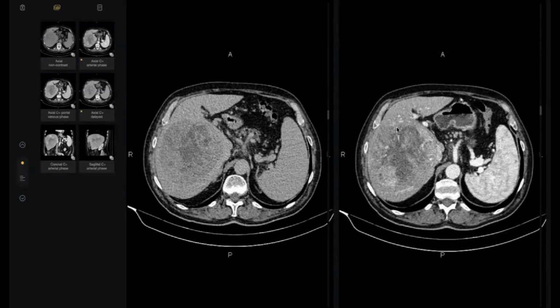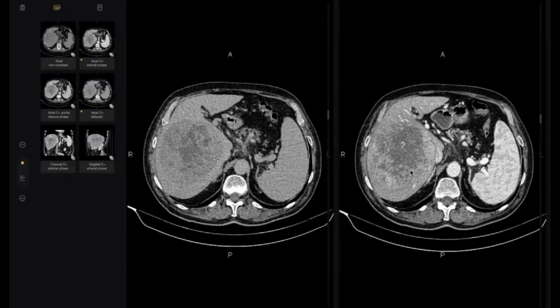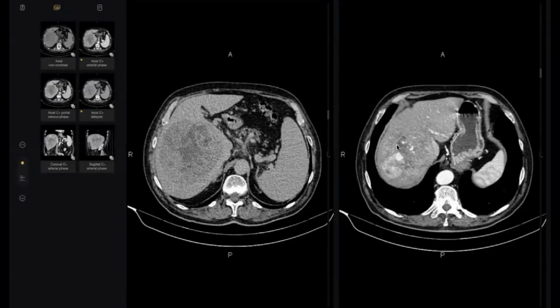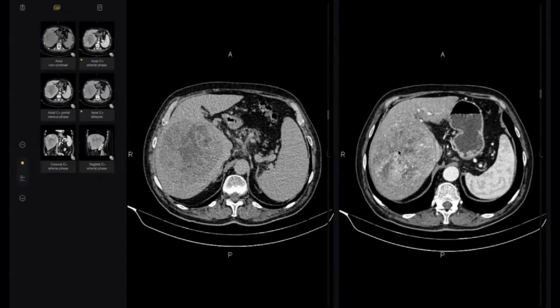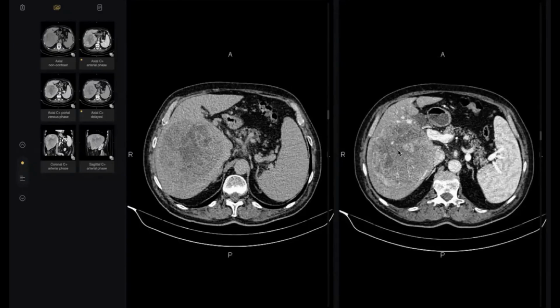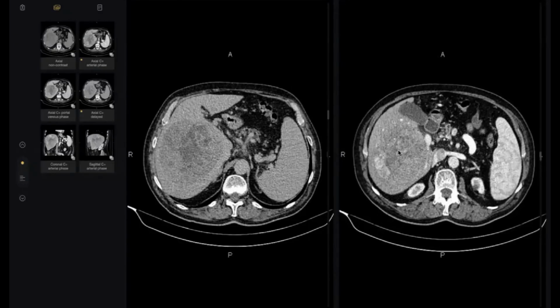A lesion like this may be hypervascular. See here. So if you are doing any biopsy, you must be ready with gel foam, and you must be ready with a good compression.